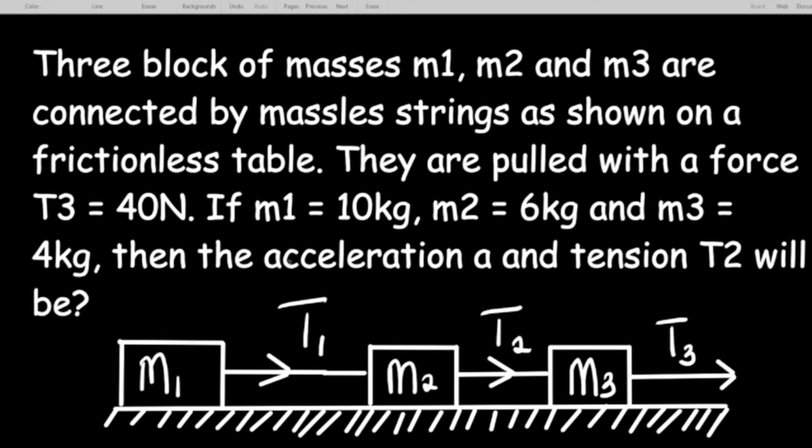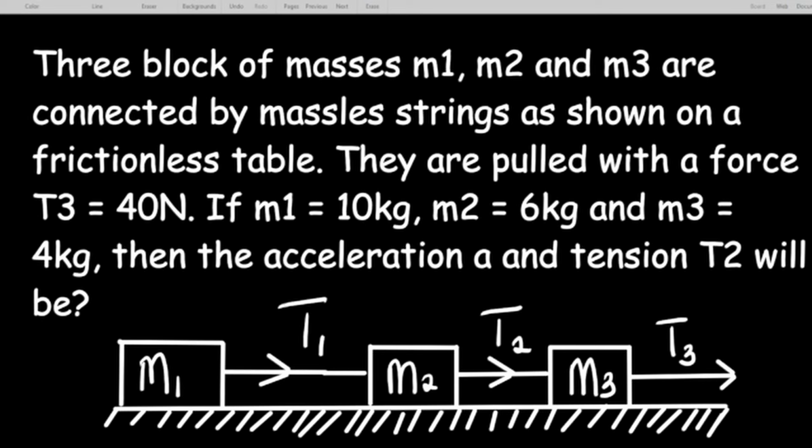T2 will be what? Okay, so first thing that you need to know here is that as long as we have T1, T2, and T3, it means that the tension in the strings are not the same. They differ. T3 could be 40, T2 could be something else, and T1 is also different. So that's one thing that you need to know. Now, the second thing is that friction is not involved. So we don't consider the force of friction in this case. We only consider the tension in the strings and how they affect the motion of these masses.